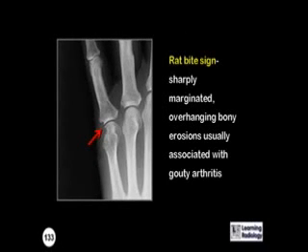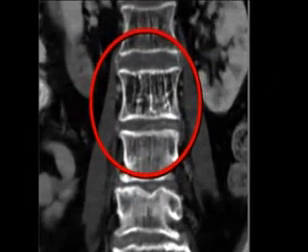This is the rat bite sign, representing the sharply marginated, overhanging, bony erosions usually associated with gouty arthritis. What is the name given to this sign?